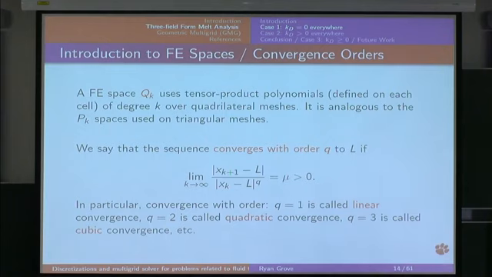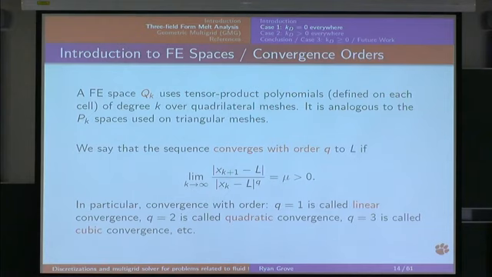So we say that a sequence converges with order q. This is moving on to the convergence order side. Converges with order q to its limit if this is true. So you're going to look at the norm of your current iteration minus the limit, over the norm of your previous iteration minus the limit, and then you're going to get some q here. And then depending on what that q is, tells you your order of convergence.